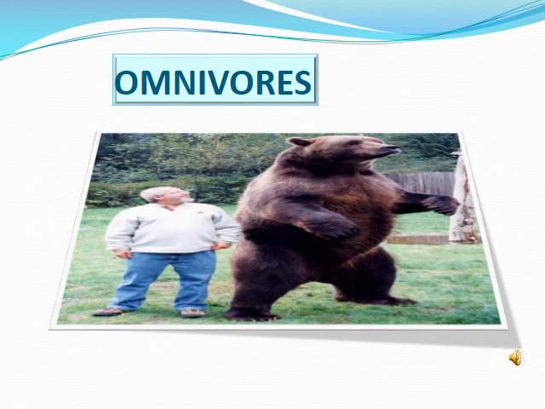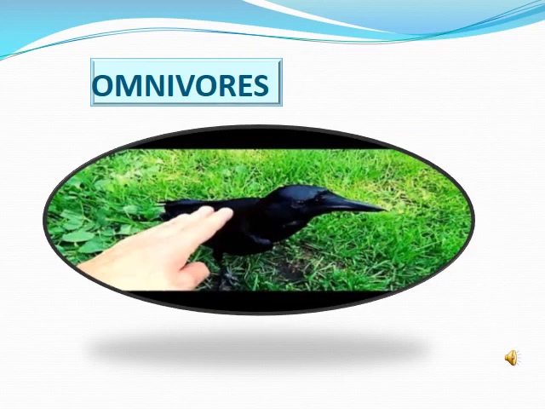My dear students, you can see here the omnivorous animals. So one is the human being and second is the bear. So they are omnivorous animals. Both human beings and bear are omnivorous animals. Yes, my dear students, here is another example of an omnivorous animal. What is the name of this animal? Yes, the name of this animal is crow. So crow is also an omnivorous animal.